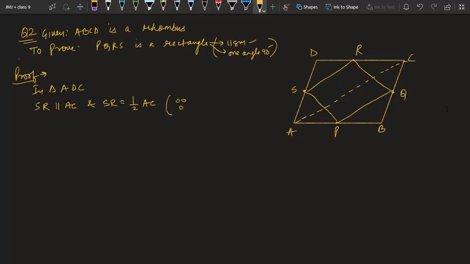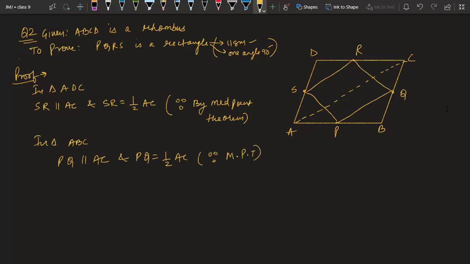say line joining midpoint of two sides is parallel to third side and is half of it, or you can say by midpoint theorem. It would be better if you write the complete theorem itself. Okay, now similarly we can say in triangle ABC, PQ is parallel to AC and PQ is equal to half of AC. Same reason, by MPT, that is midpoint theorem. Now let me call it equation number 1.